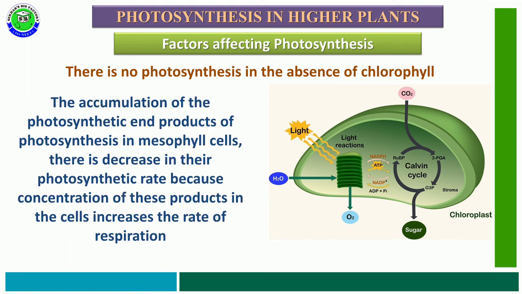And along with this, after completion of photosynthesis, the end product is sugars or carbohydrates. Accumulation of the end product of photosynthesis in mesophyll cells can also decrease the rate of photosynthesis, because the concentration of these products in the cell increases the rate of respiration. In this way, both external and internal factors have the ability to regulate and influence the rate of photosynthesis in plants.